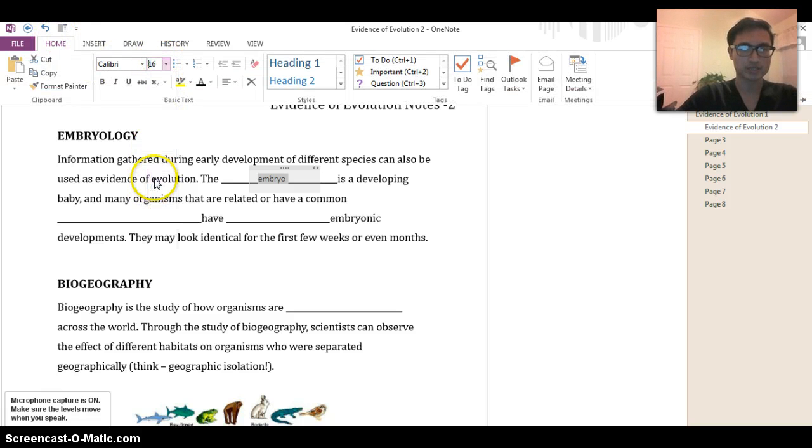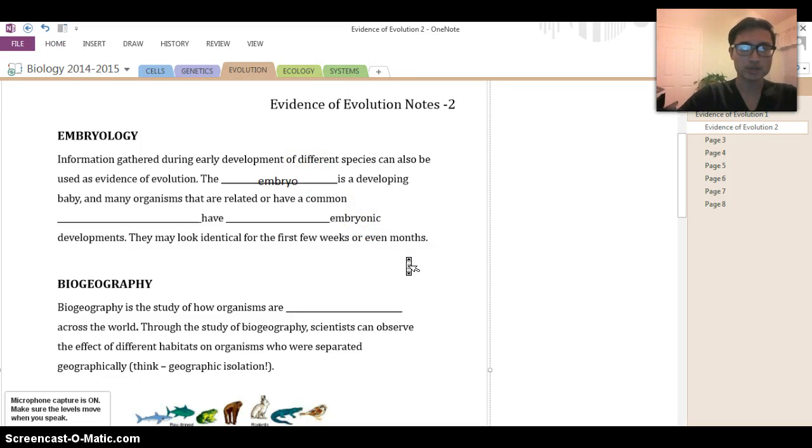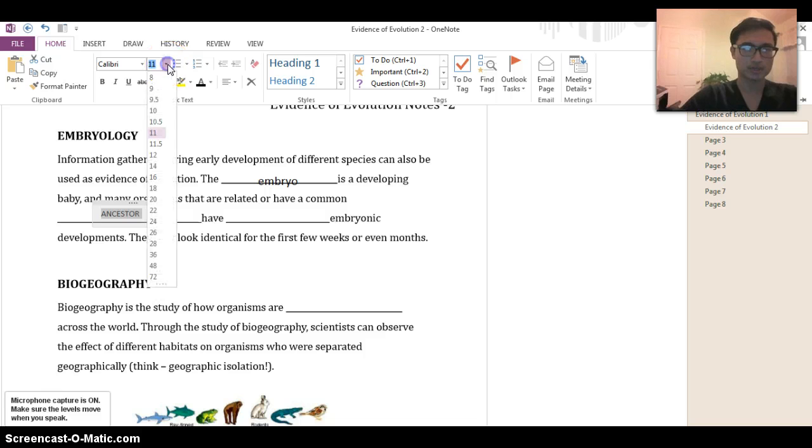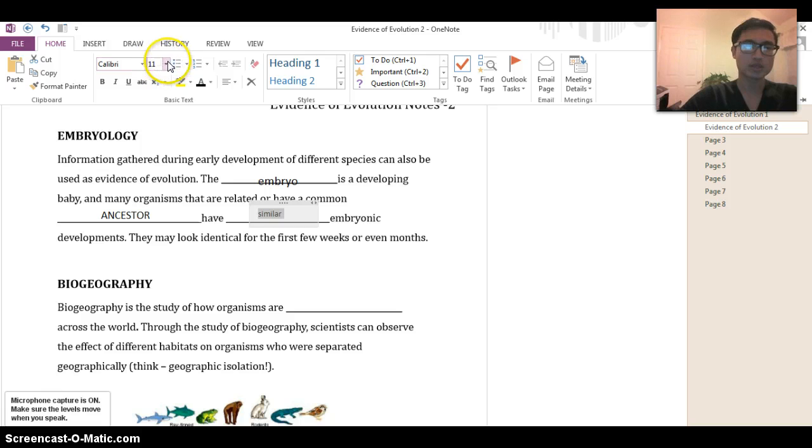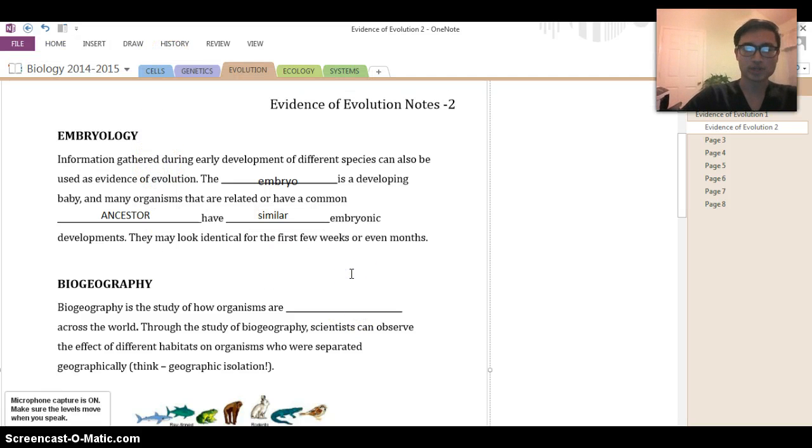Let me make this a little bit bigger, that way you guys can write it. Okay. So the embryo is a developing baby, and many organisms that are related or have a common ancestor have similar embryonic developments. So let's go ahead and jot those words down as well. So if you have a common ancestor, you're going to have similar embryonic developments. Okay. So that's a little bit about embryology, all right?